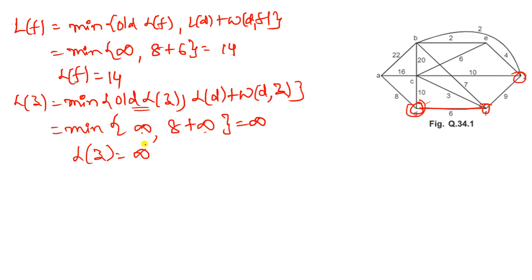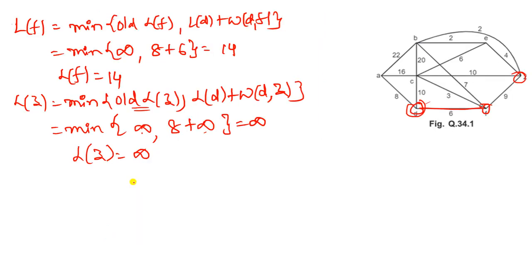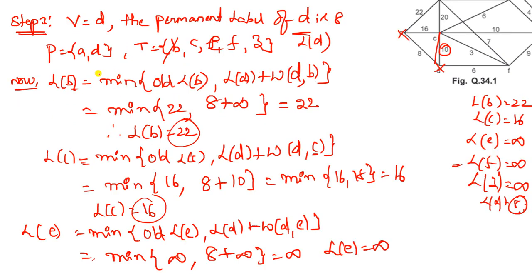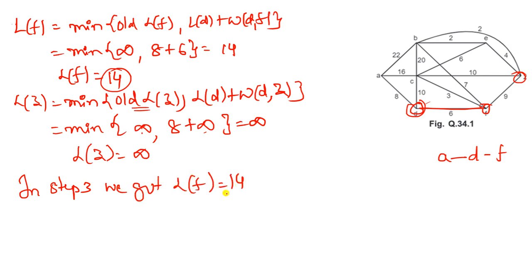Now tell me, in this particular step 3, what is the minimum? See, label B is 22, label C is 16 and label F is 14. So which one is minimum here? LF, 14. So after A we choose D, after D we have to choose F. So in step 3 we got the label of F. You have to write here, in step 3 we got L of F is equal to 14, the minimum label.